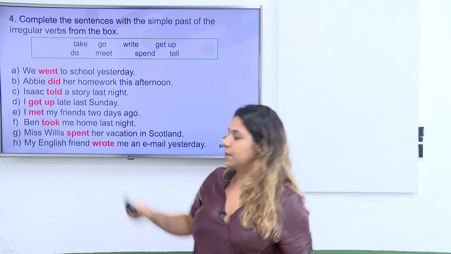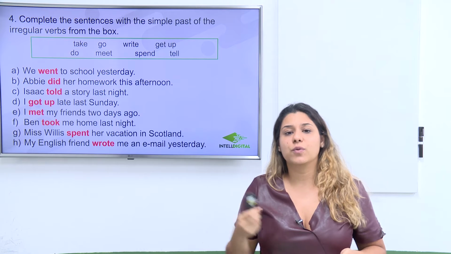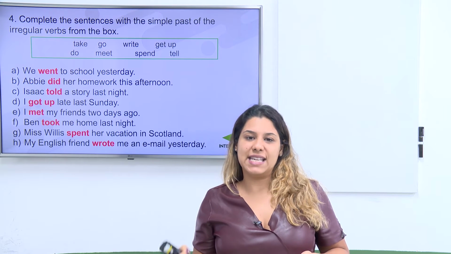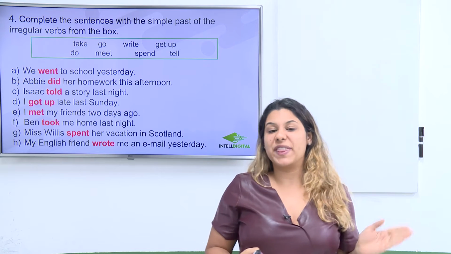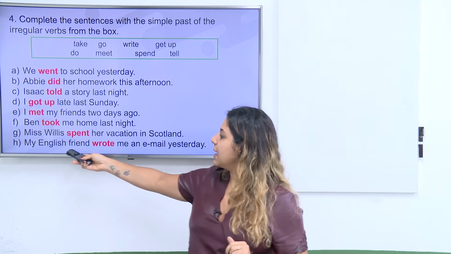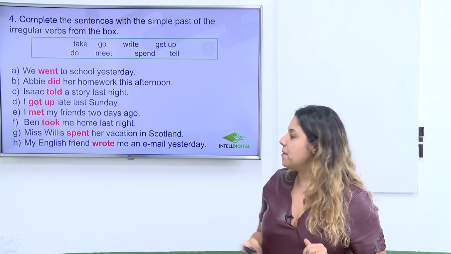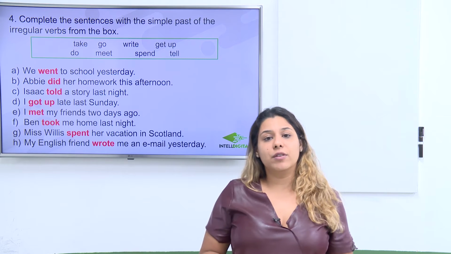So, took, ok? G. Miss Willis spent. So the verb spend with the D at the end is the simple present. Spent with the T is the simple past. And H, my English friend wrote me an email yesterday. So write, wrote. All of them irregular verbs, ok?